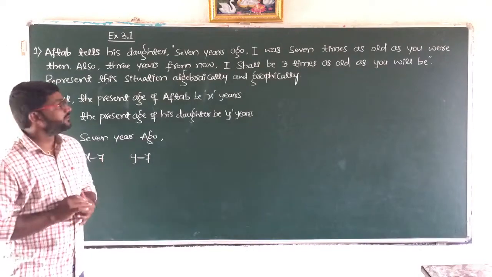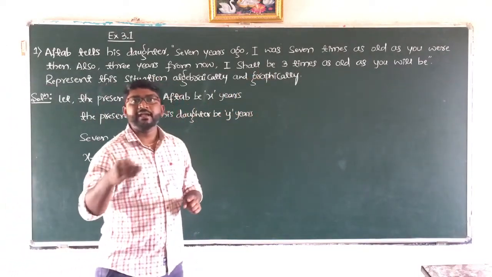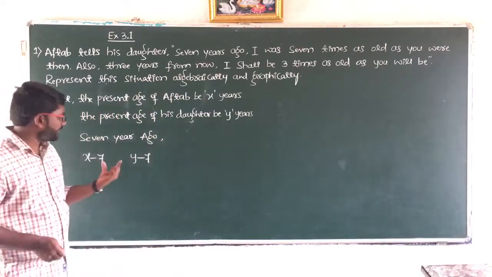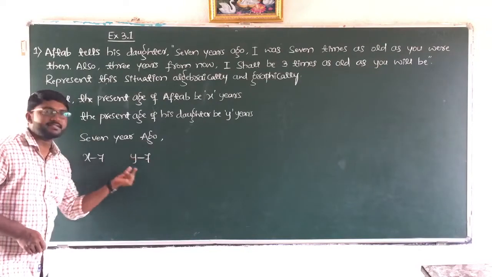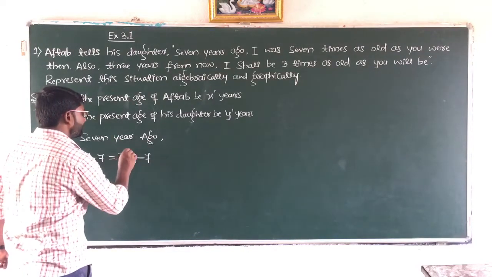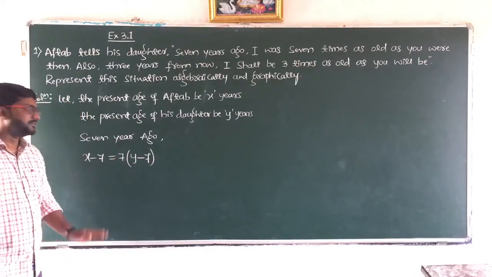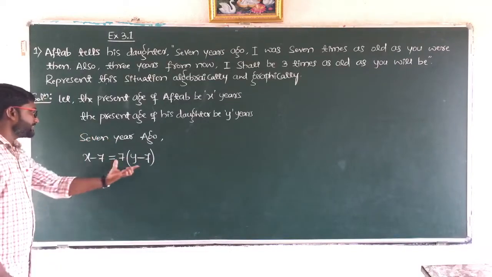So here the question is, 7 years ago I was 7 times as old as you were. I was means Aftab's age. Aftab's age is 7 times the age of his daughter. So X minus 7 is equal to 7 times Y minus 7. This is the way of writing the equation. Let us simplify this now.